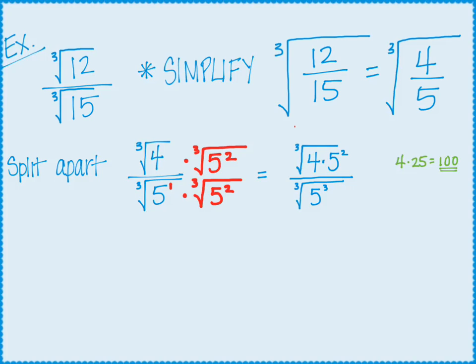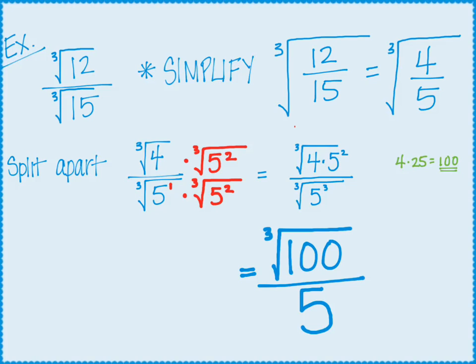But the numerator, I've got 4 times 5 squared, which is 4 times 25, which is 100. So the radicand, the thing that's underneath the radical symbol, is going to be 100. And so I end up with the cube root of 100 in the numerator divided by 5, which is in the denominator. And that is my simplified answer.